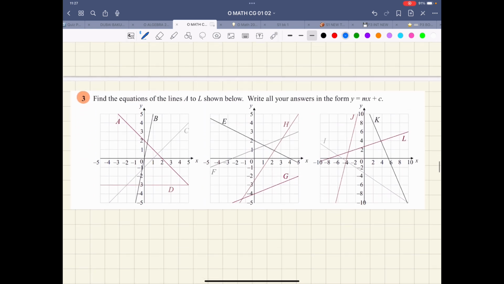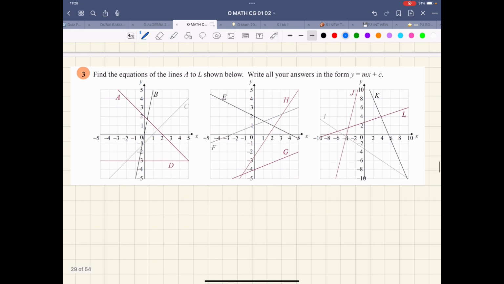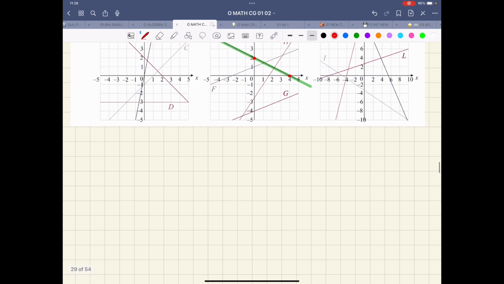And a question something like this. Find the equation of the line A to L as shown. Now this looks a lot messed up, in the sense that everything is so close to one another. Let me just choose a line, let me choose this line E. So that's a very thick line. If I choose line E, I'll choose 2 points on the line. Let me choose this point, which is (0, 2). Let me choose this point, which is (4, 0).